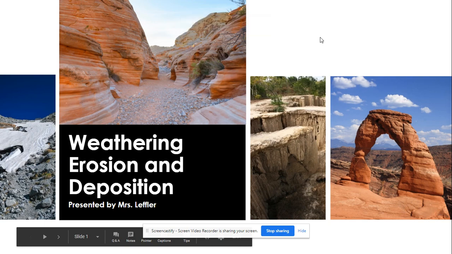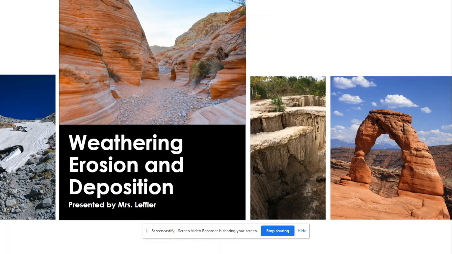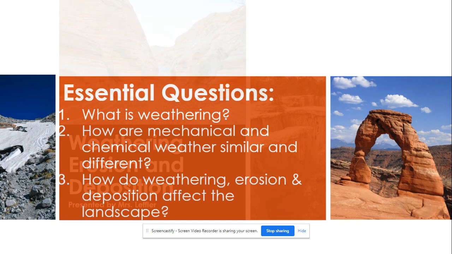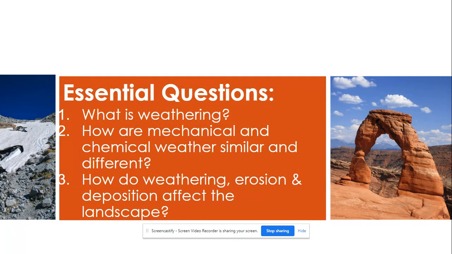Hi, today we're going to be talking about weathering, erosion, and deposition. Our essential questions that we're going to be looking at are: what is weathering, how are mechanical and chemical weathering similar and different, and how do weathering, erosion, and deposition affect the landscape?